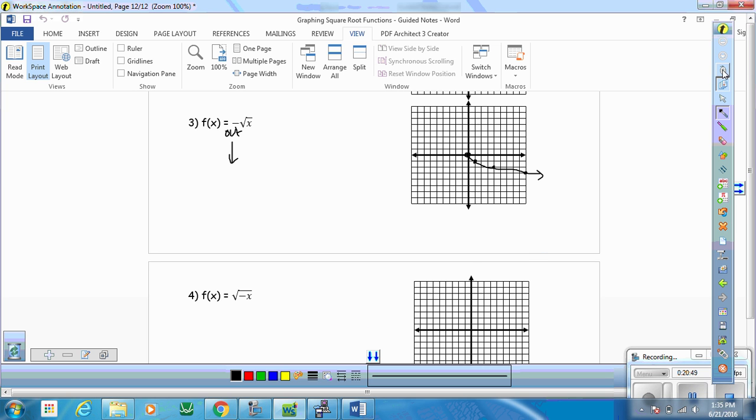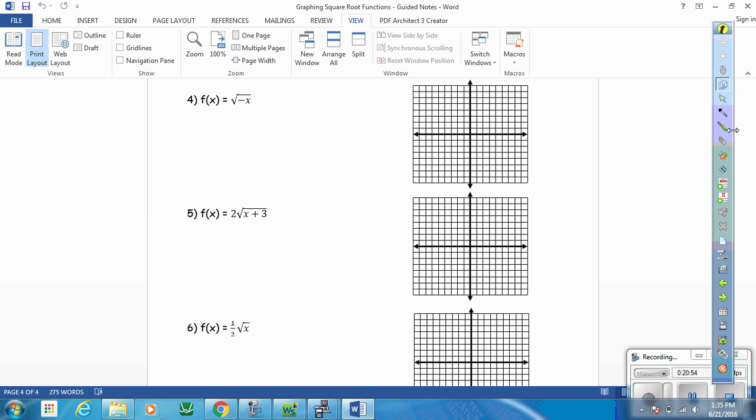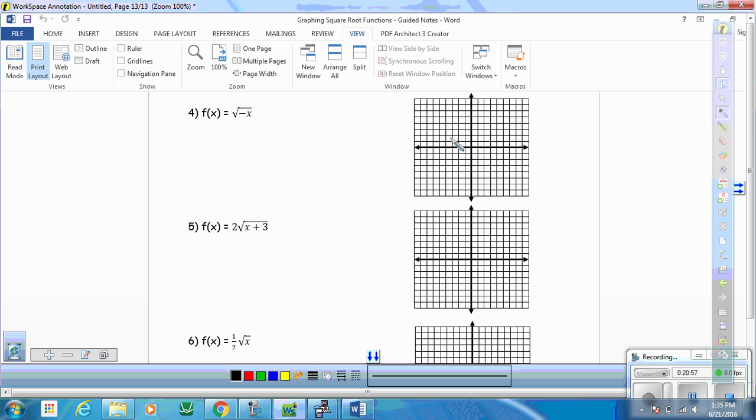For the next one, again, no translation. It didn't get slid up, down, left, or right, so it's still starting at 0, 0. But this negative is inside, which means that that's going to flip it to go that way. It's still going up, but it's going to go left instead of right. So I'm still going to go up 1, but I'm going to go left 1 squared. Still going to go up 2, but left 2 squared. Still going to go up 3, but left 3 squared. So that's going to make my graph.